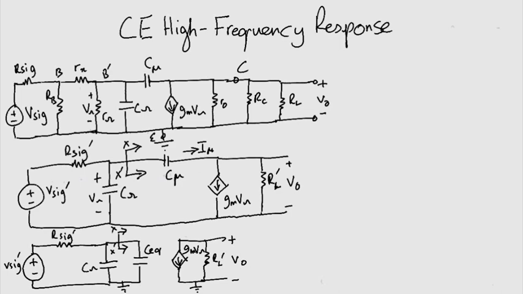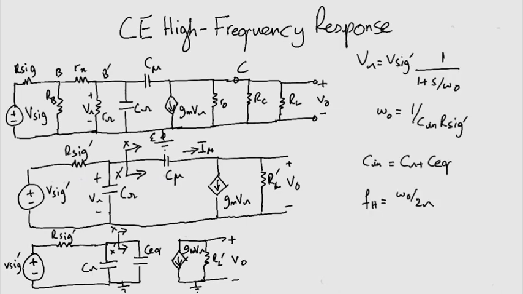So now we can express V pi in terms of Vsig bar. V pi is equal to Vsig bar multiplied by 1 over 1 plus S over omega naught. Omega naught is the corner frequency of the STC low pass network. Its value is given by 1 over C in R sig bar. R sig bar is known to you. C in is basically C pi plus C equivalent, which is the effective capacitance, and we know that when capacitances are connected in parallel, we add them. FH is simply omega naught divided by 2 pi.